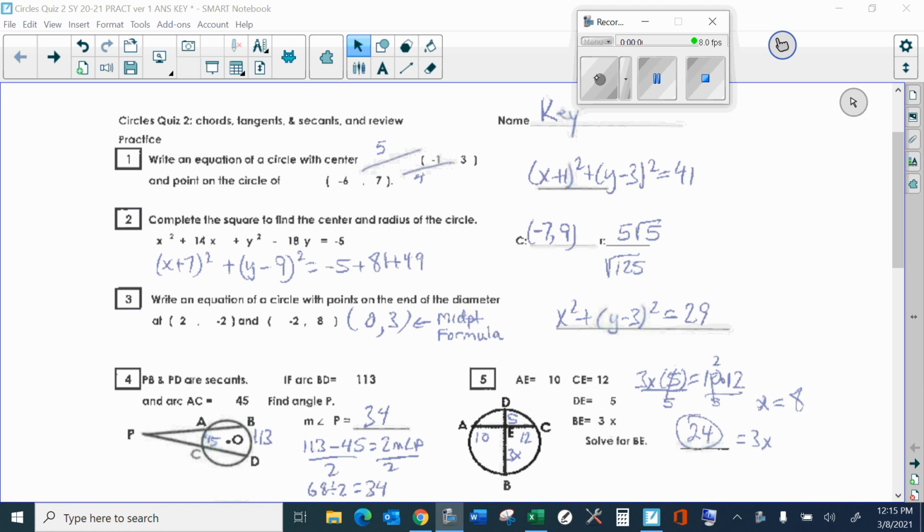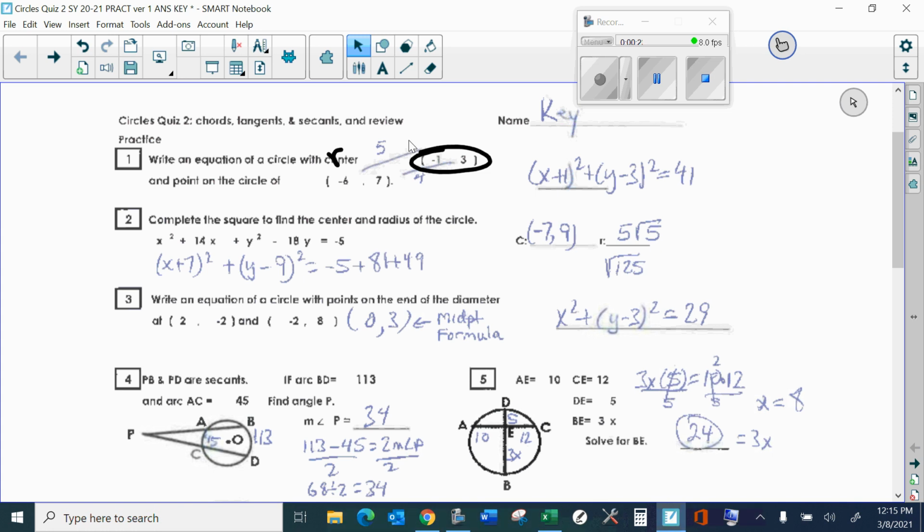Number one, write the equation of a circle with center -1, 3. So that's already my left side done for me. Opposite, opposite right there. And a point on the circle. Well, since I have the center and a point on the circle, that is the radius. And so I'm going to find the distance between the x-coordinates from -1 to -6. That's a total of 5. Okay, and from 3 to 7, that's a total of 4.